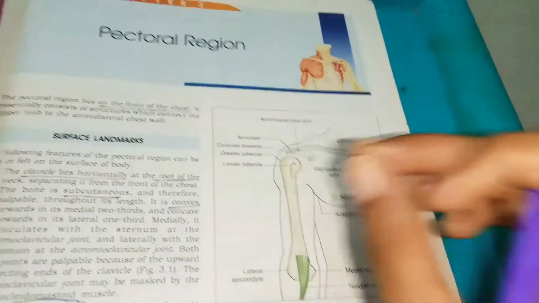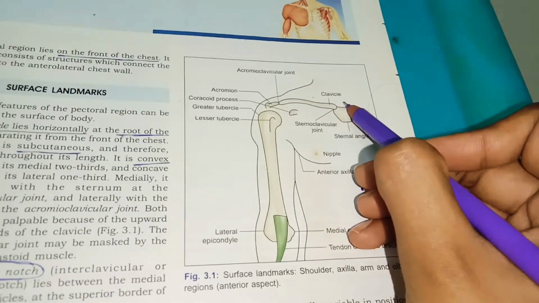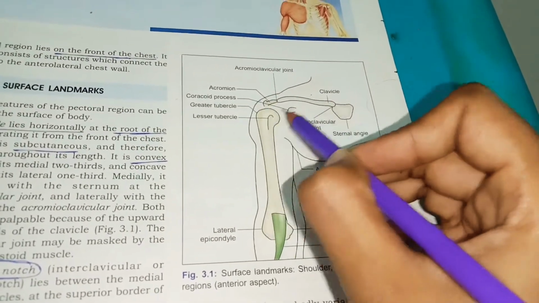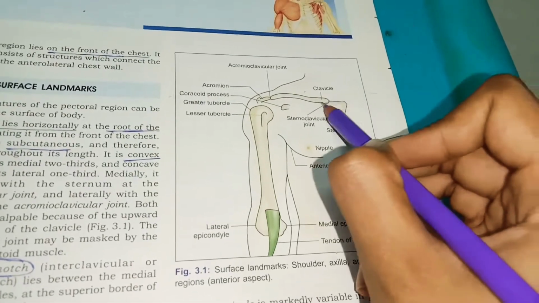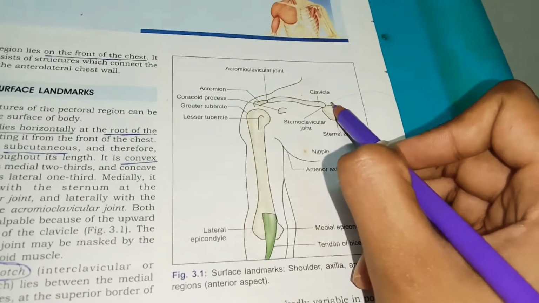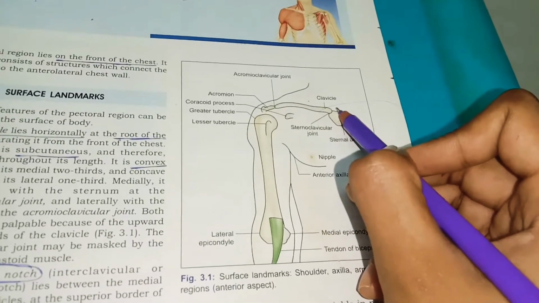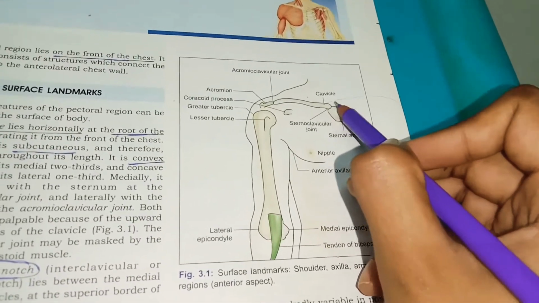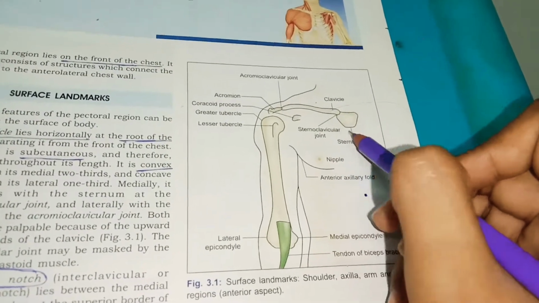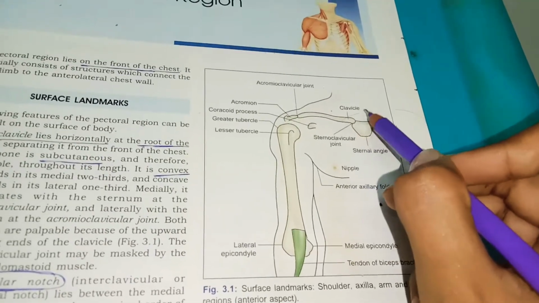Now coming to the second surface landmark, the jugular notch, also called the suprasternal notch. Exactly here you will feel the jugular notch. It's interclavicular, that is between the two clavicles, as you have a clavicle on this side and also on this side. It's also called suprasternal because it's above the sternum. It's between the medial ends of the clavicles, and it's the superior border of the manubrium of the sternum. The sternum has a manubrium and a body, so above the manubrium you will get the suprasternal notch.